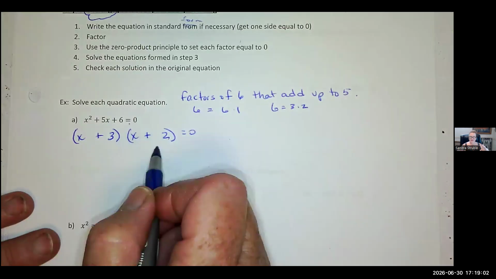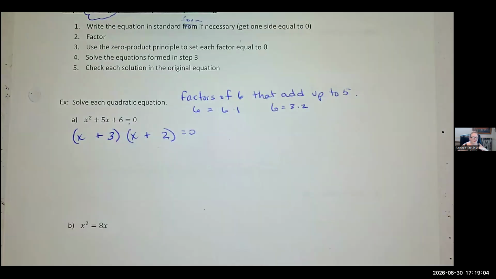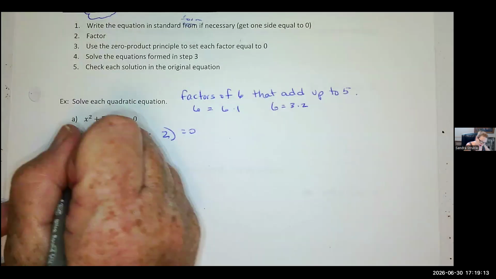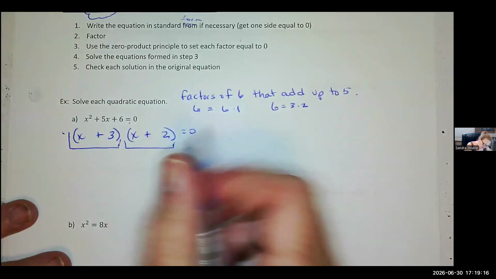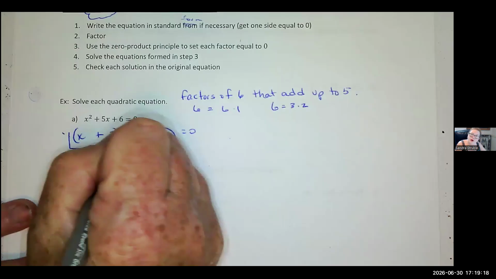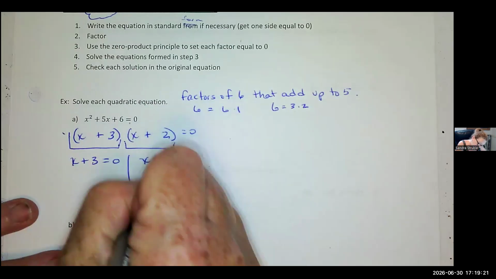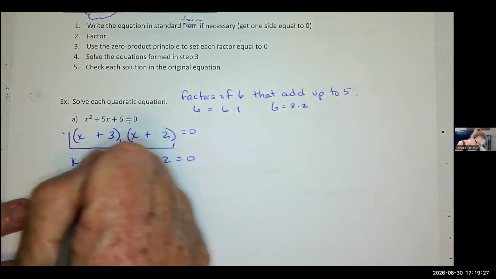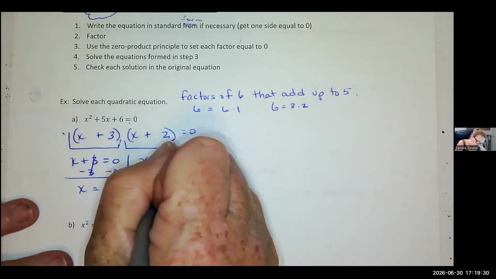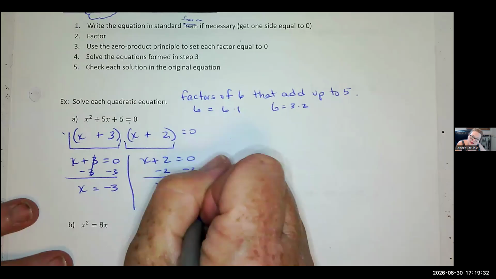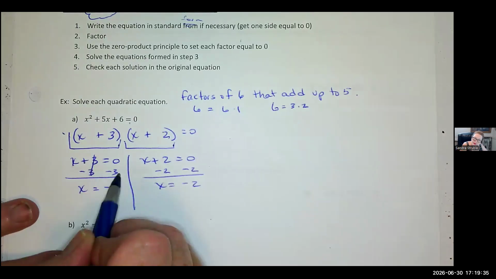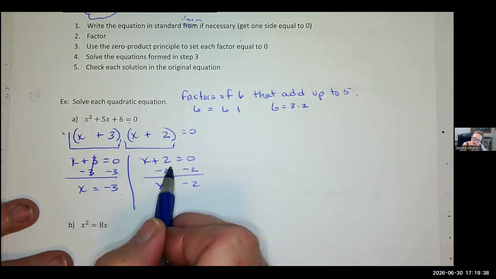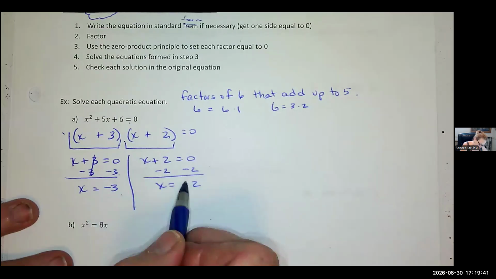Now, here's the solving piece. We're going to use the zero product principle. You don't know that we're necessarily doing that, but that's what we're doing. We're going to set each one of the factors equal to 0, and solve for X for both of those. So 3 is added to X, so we're going to subtract it from both sides. X equals -3. 2 is added to X, so we're going to subtract 2 from both sides of the equal sign, and X is equal to -2.